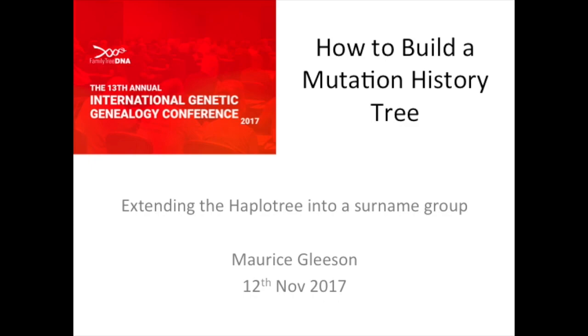And I'm going to talk to you about how to build a mutation history tree. And this, in effect, is extending the haplotree into your surname project and into specific genetic groups within your project. Now, I'm going to try and finish a little bit early, but because I'm Irish, I tend to talk a lot. But it would be nice to have a little bit of time just to answer questions and have a little bit of a discussion.